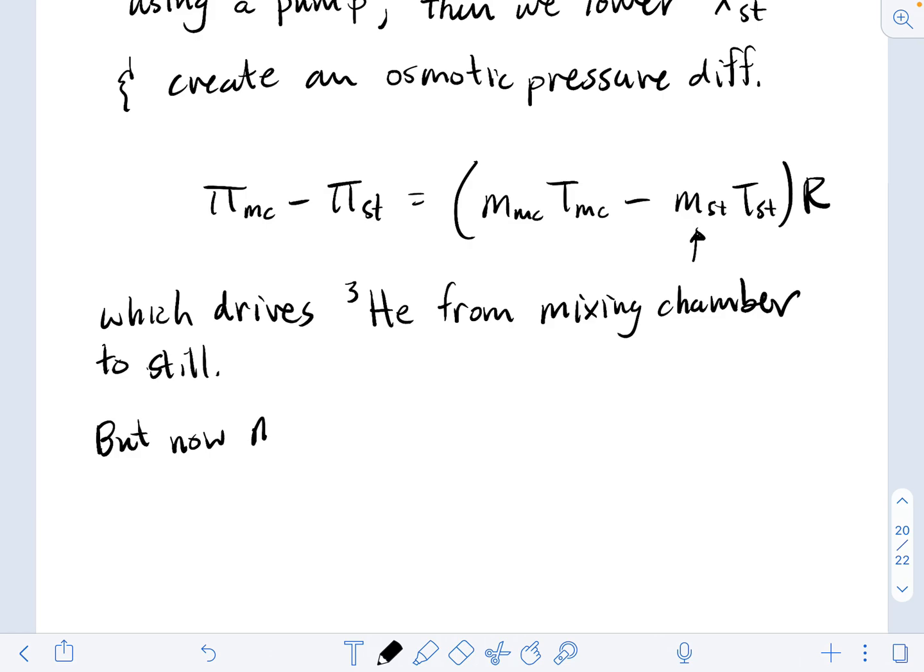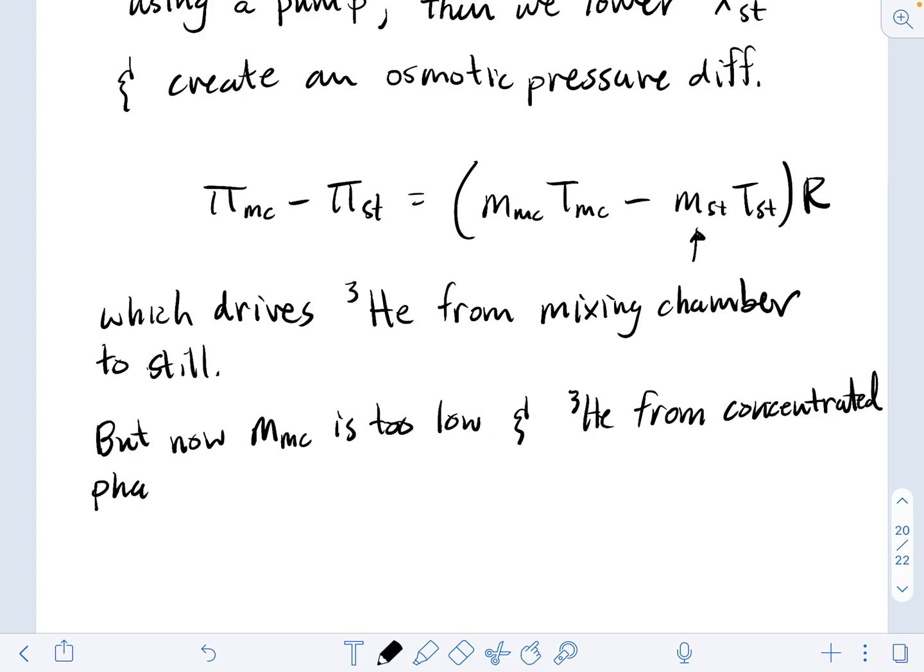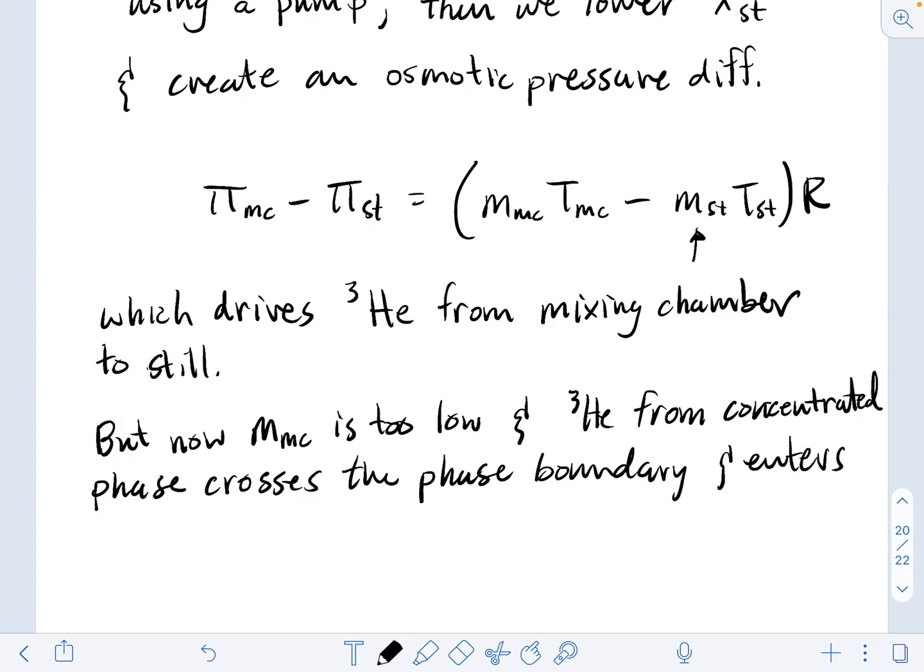But now, the molar concentration in the mixing chamber is too low, and helium-3 from the concentrated phase crosses the phase boundary and enters the dilute phase. This process gives us the desired cooling.